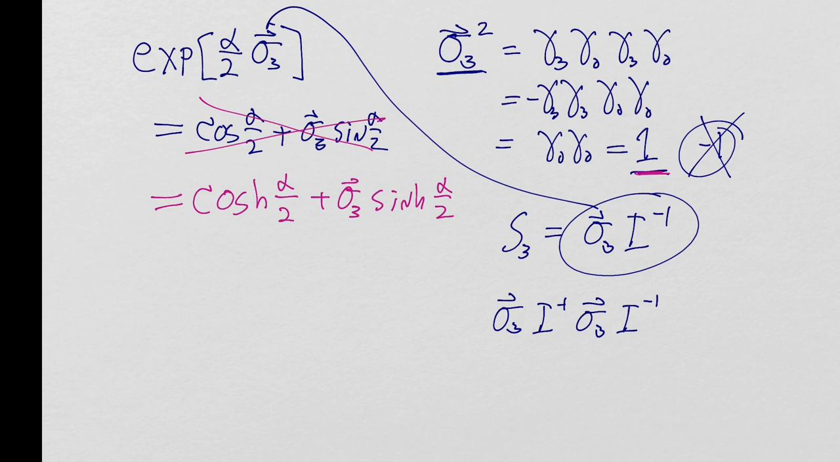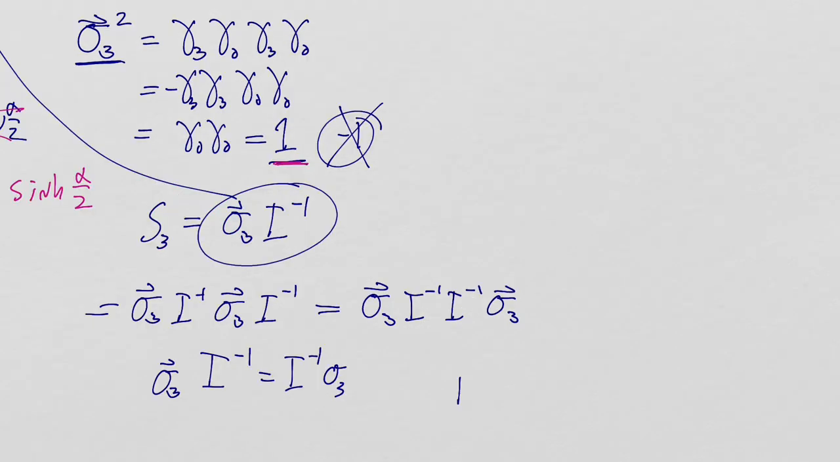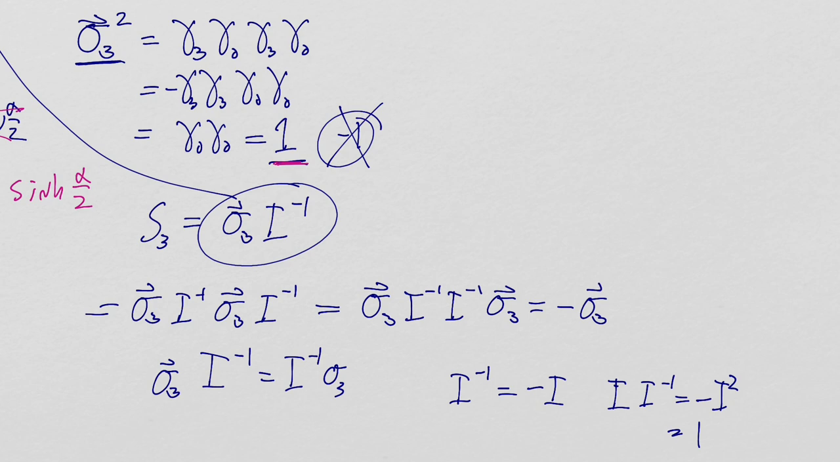Well, in geometric algebra, we remember the fact that I commutes with anything of even grade. So sigma 3 I inverse equals I inverse sigma 3. So this can be rewritten. And the reason we write that is because I inverse is just minus I. So you would get I inverse equal to minus I squared, which is equal to 1. So this guy equals minus sigma 3, because the I inverses cancel out, and then these two guys square to minus 1.